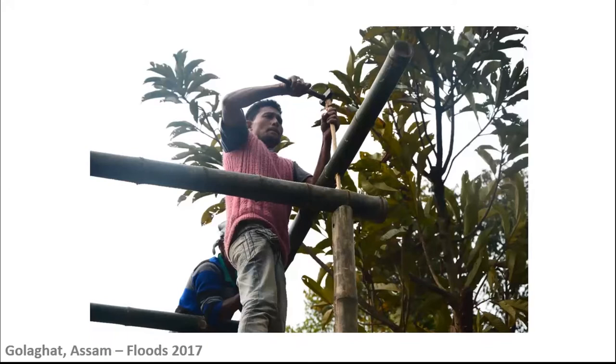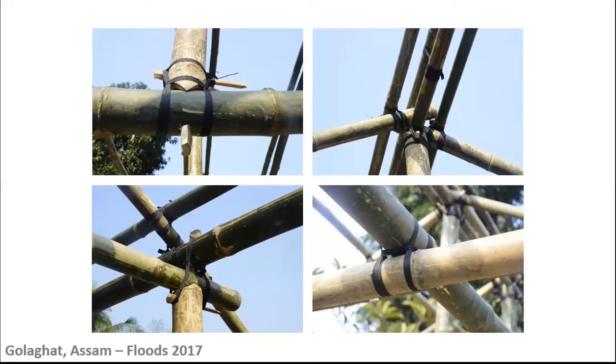In the beginning, we used nylon straps for tying, but after building the prototype, we received more inputs from the community, and they said the nylon straps could be cut by the rats, and ultimately they can cause damage to the houses. So it can survive the earthquake, but the rats can cause damage. So we changed the tying material from nylon straps to GI wires.